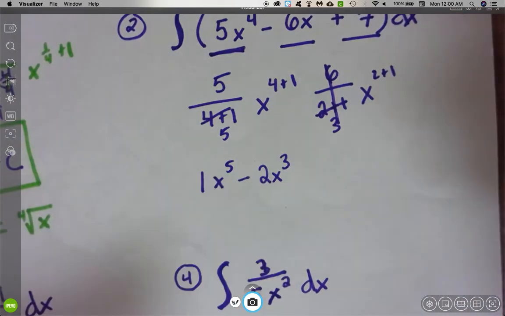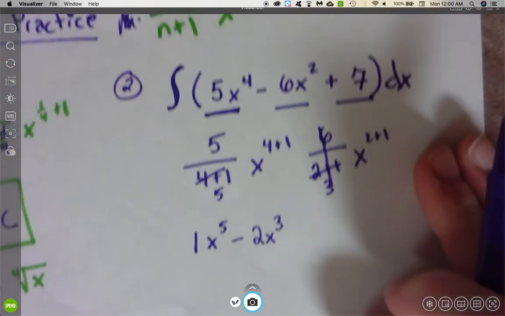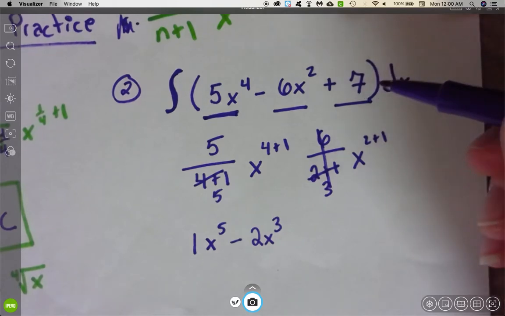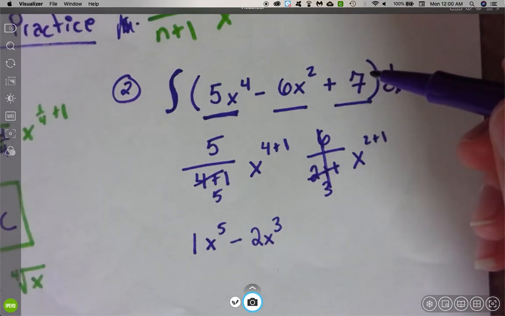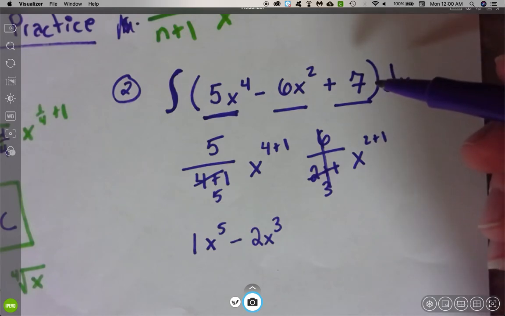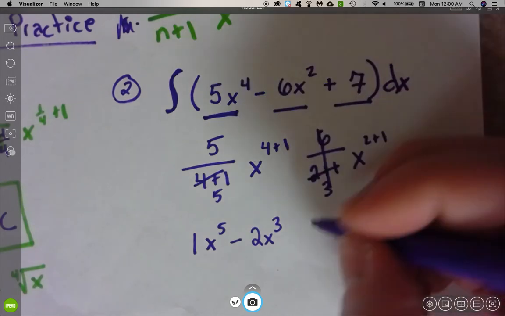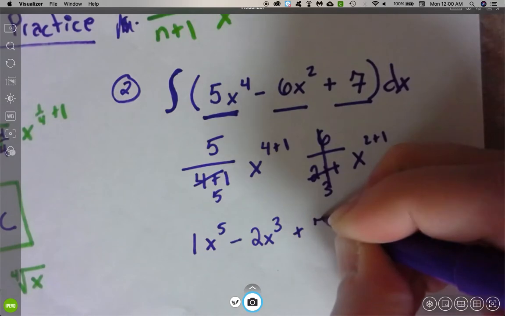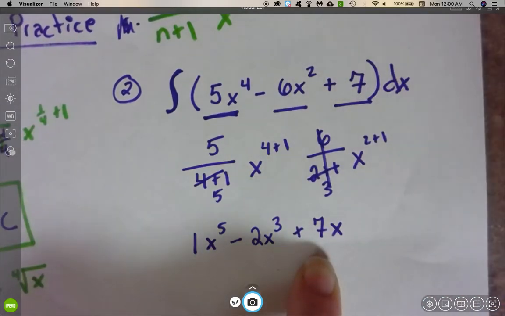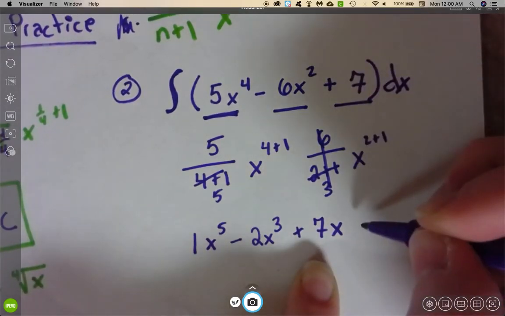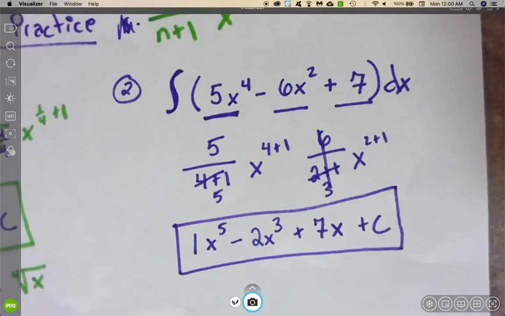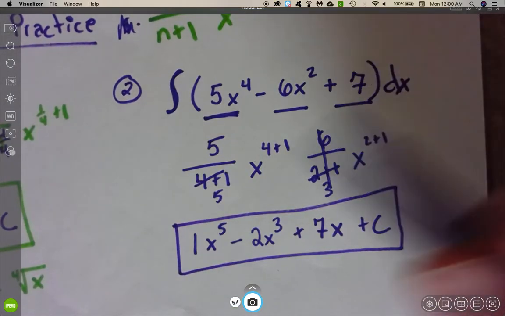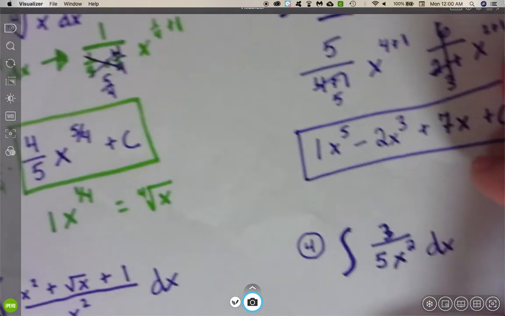Now this next one, 7, I just think about, okay, if I'm taking the derivative of something, and that derivative is 7, what would it have to be to start with? It would have to have a 7x on it. The derivative of 7x is just 7. And then I need plus c, and that's my final antiderivative. Okay? All right, so a little bit of scratch work in between there, and then you simplify, and it comes out kind of nice on that one.